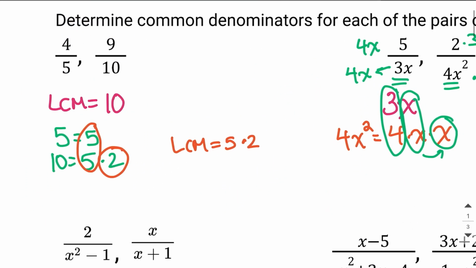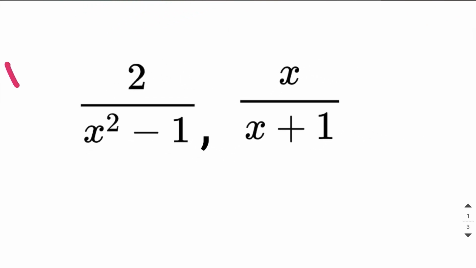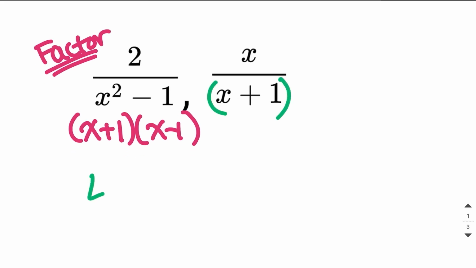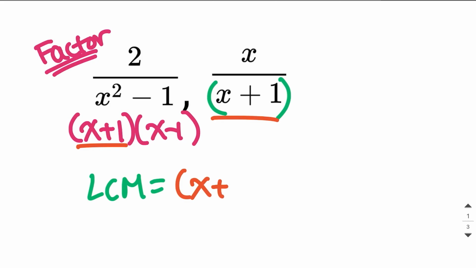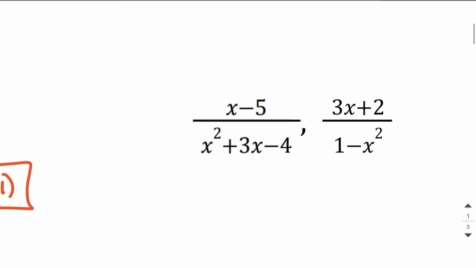All right, in this next one, in order to find my LCM, I have to find out what my factors are first. So don't forget that we have to factor. This denominator right here is x plus 1 times x minus 1, and this denominator here is just plain old x plus 1. For my LCM, I know that there's an x plus 1 in both of these denominators, but then we also have this x minus 1 right here. We have to be inclusive, so our LCM is x plus 1 times x minus 1.